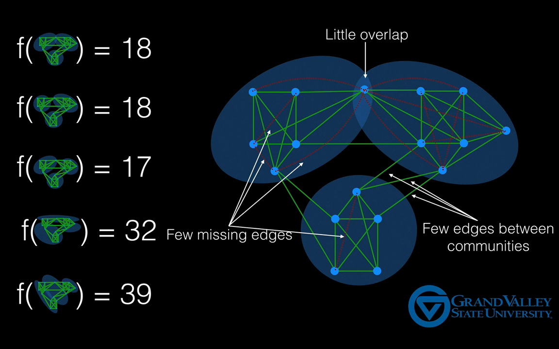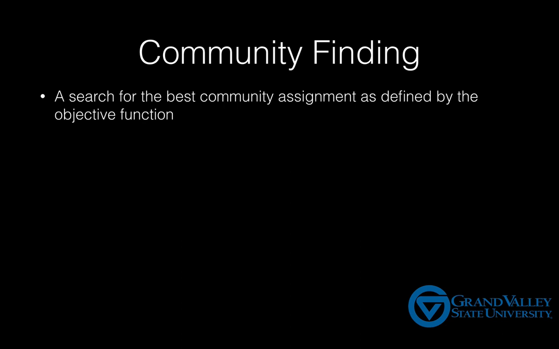Professor Scripps here at Grand Valley has developed an objective function that, for the most part, is simply the sum of these 3 penalties, if you will. There's a little more to his objective function than just adding these penalties, but that's the important idea. Community finding is just a search for the community assignment with the lowest value for the objective function.